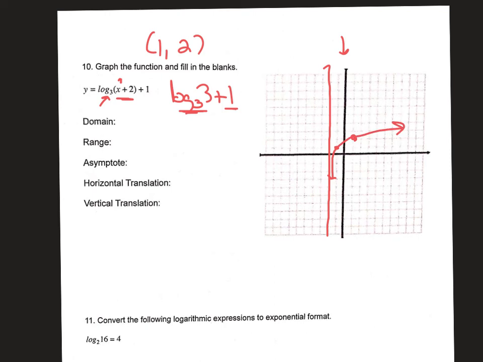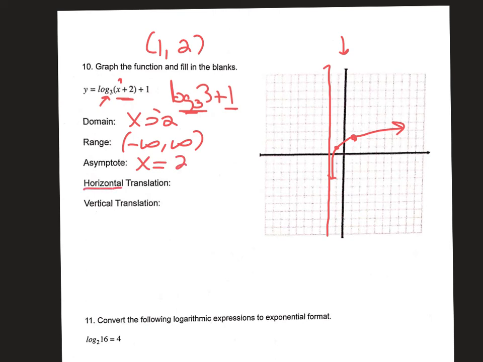It's like that. Your domain, the whole graph is to the right of the negative 2, so I'm just going to write it this way. X is greater than negative 2. The range is going up and down forever, so I'm going to put that. The asymptote goes through negative 2 on the x-axis, so you need to put x equals negative 2. Make sure you put x equals with your asymptote.